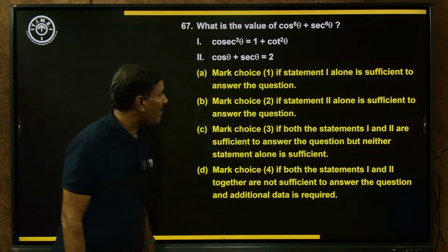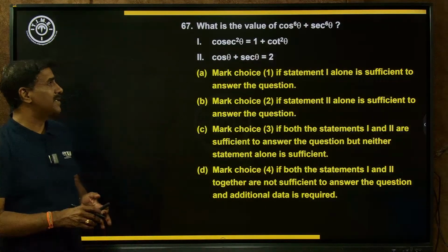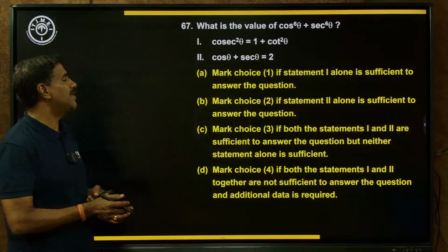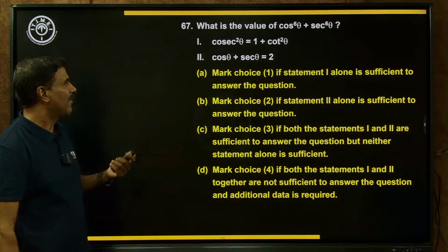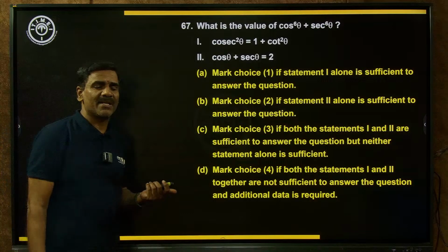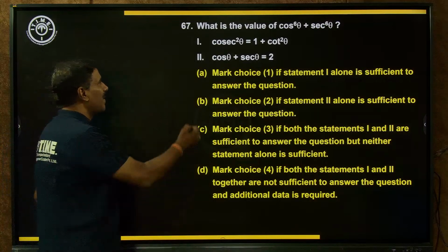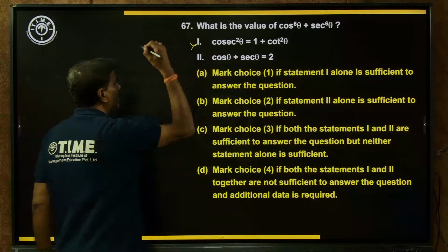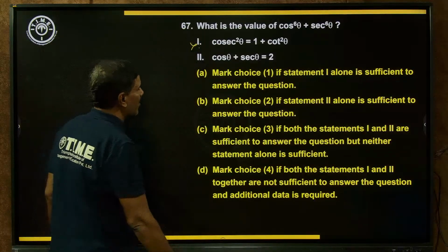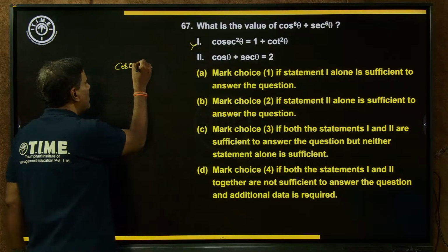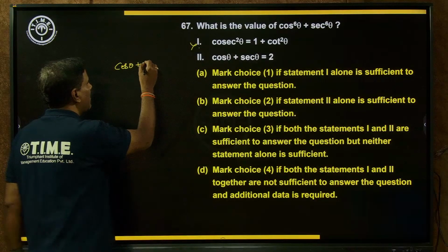What is the value of cos power 6 theta plus secant power 6 theta? First statement says cosec square theta is equal to 1 plus cot square theta. We know from the school days that cosecant square theta minus cot square theta is always 1. So it is not providing any new data. It is already known to us from trigonometry knowledge. But if you look at the second statement, it provides cos theta plus secant theta is 2.